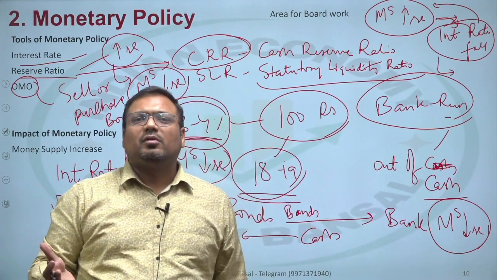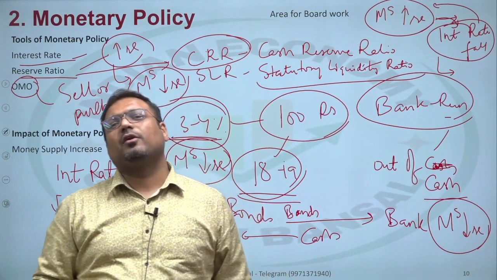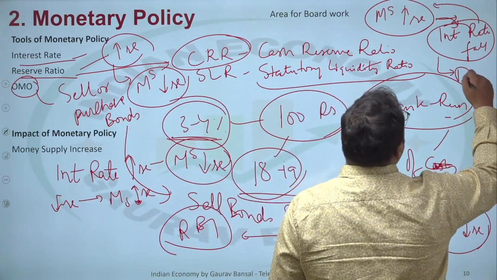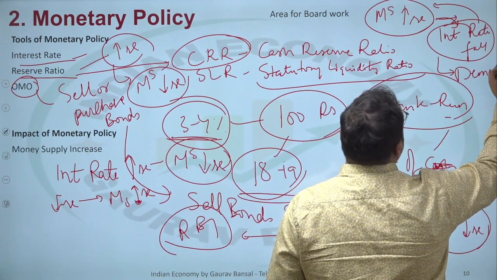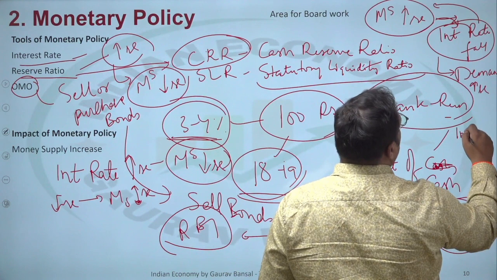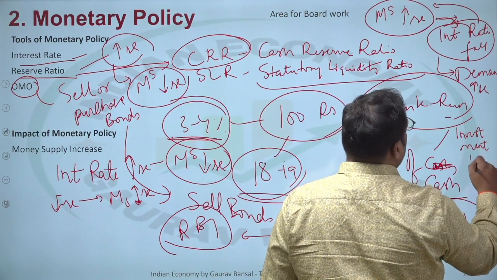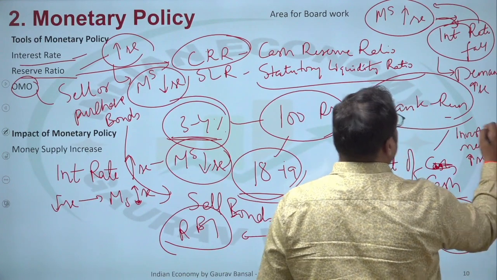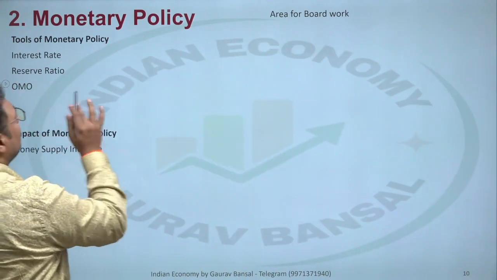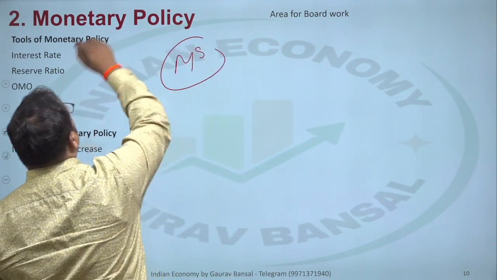the companies find it easy to take loans, people find it easy to take loans, and when we can take loans easily, the demand increases. Investment increases. Now I will clear it and restart the discussion. Now, what is the impact of these tools on monetary policy?